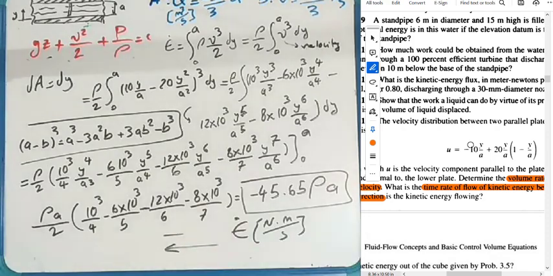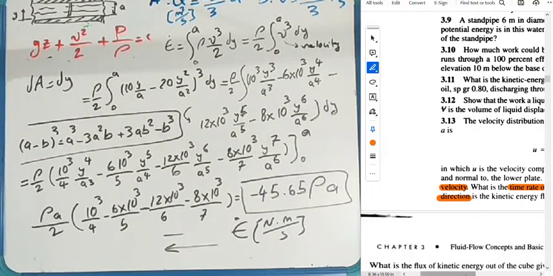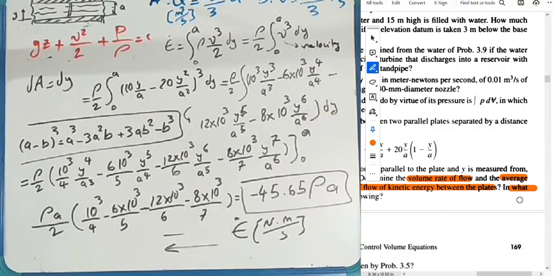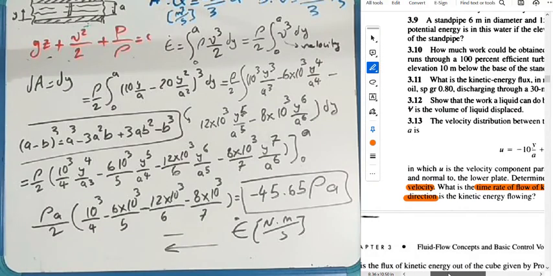This was the last section of the question: in what direction does the kinetic energy flow? This is the value of kinetic energy, rho A multiplied by this number, and the direction is to the left because this is negative. It was the solution of this problem.